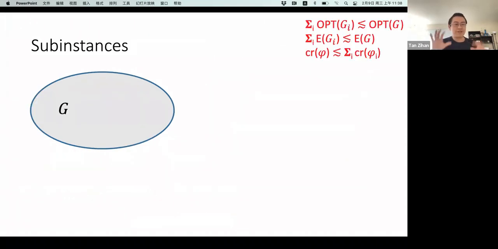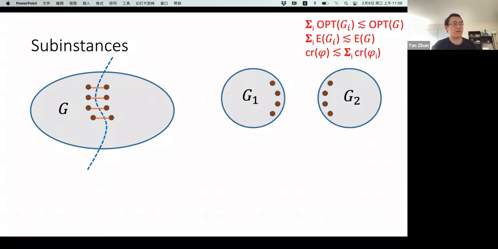So let's first look at what the sub-instance should look like. The immediate idea for constructing sub-instances is just to cut the graph into two pieces by deleting these orange edges, and let the two remaining graphs G1 and G2 be the two sub-instances. This is the most natural approach. But this natural approach has a problem in the combining part. If we combine the drawings, we might increase the number of crossings by too much.